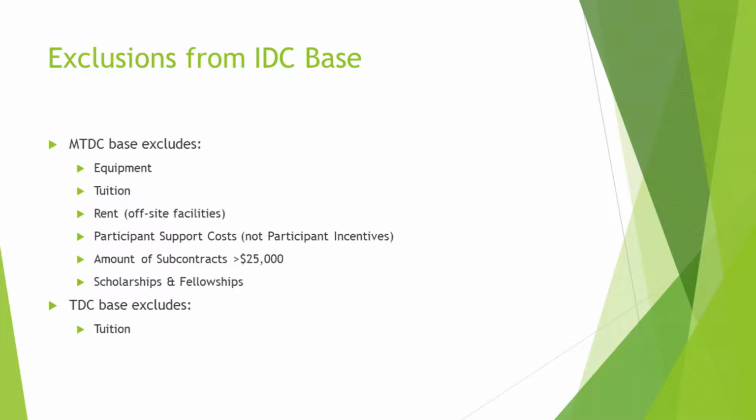All right, so that's MTDC. TDC, a little confusing on the name, is total direct cost, except tuition. That's an internal FSU policy. We just exclude F&A on all tuition cost. So TDC is going to have all these costs calculated with F&A, and then we'll just exclude the tuition portion.